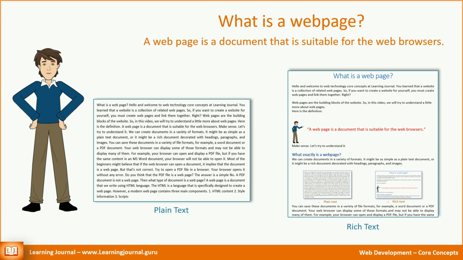Your web browser can display some of those formats and may not be able to display many of them. For example, your browser can open and display a PDF file. But if you have the same content in an MS Word document, your browser will not be able to open it. Most beginners might believe that if the web browser can open a document, it implies that the document is a web page. But that's not correct.